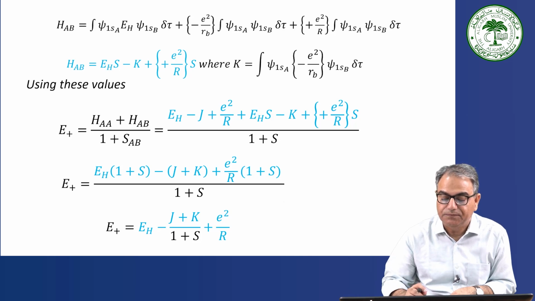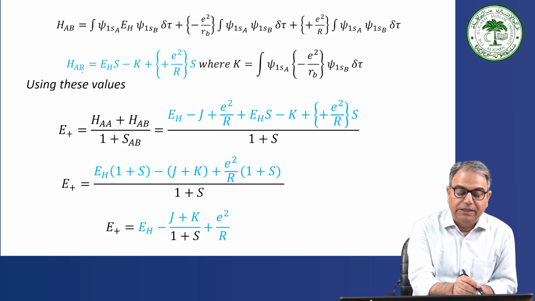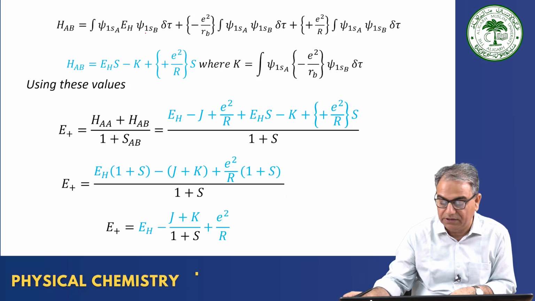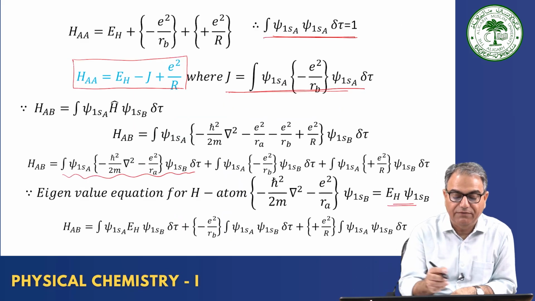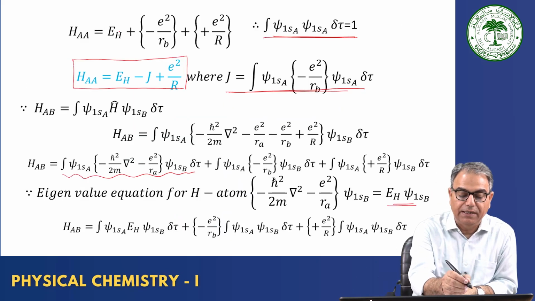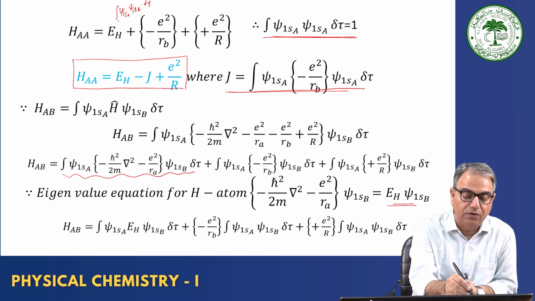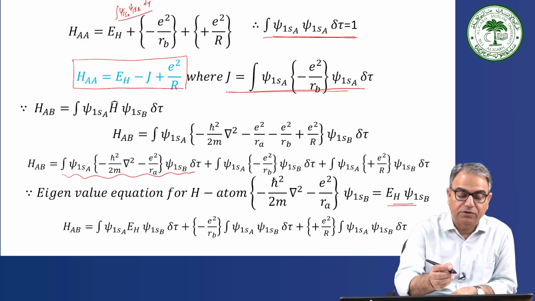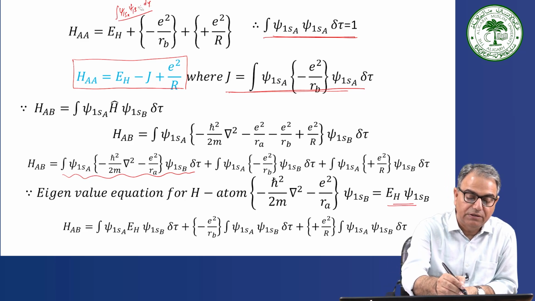Now you see, what we can write is HAB, E_H into S, the integral of psi 1sA psi 1sB d tau. See the difference between the two. Here we have E_H multiplied by the integral of psi 1sA psi 1sB d tau, which became equal to 1. No, sorry, it was psi 1sA psi 1sA d tau.